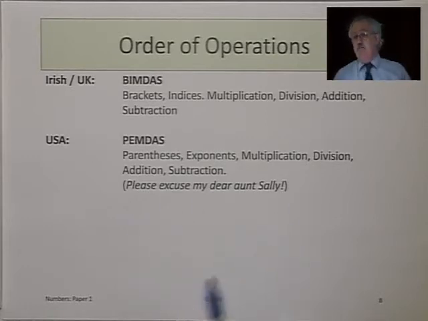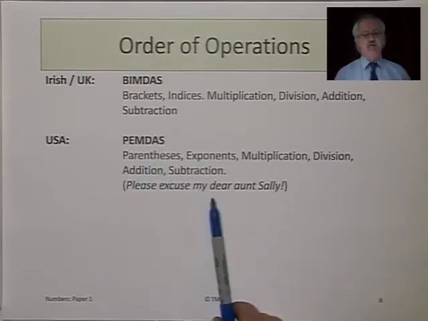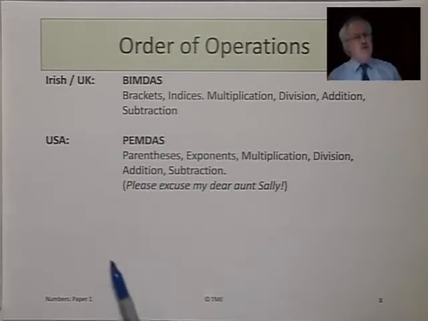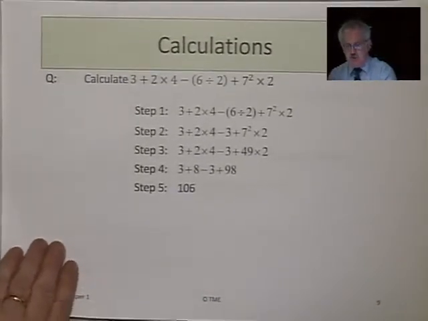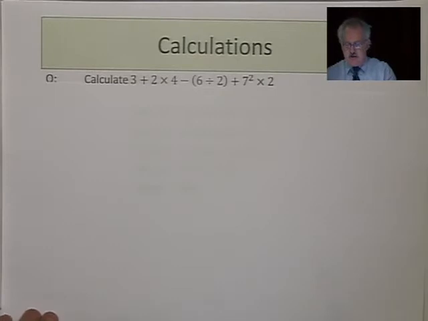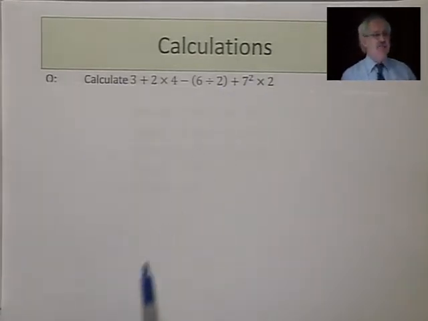Or in any textbook in the US, they'd say, please excuse my dear Aunt Sally. It's pretty lame, but you get the idea. It just remembers the order. So parentheses are first. And it means that when you're doing a question, you decide which is important. So we're going to start with the first question. And here we want you to calculate 3 plus 2 by 4 minus bracket this by this.